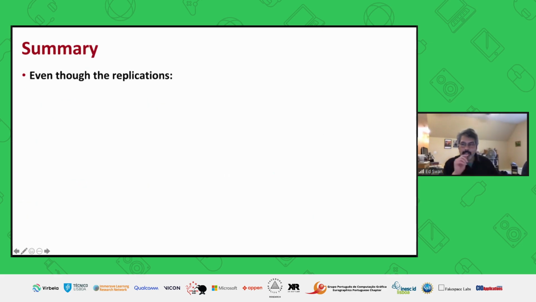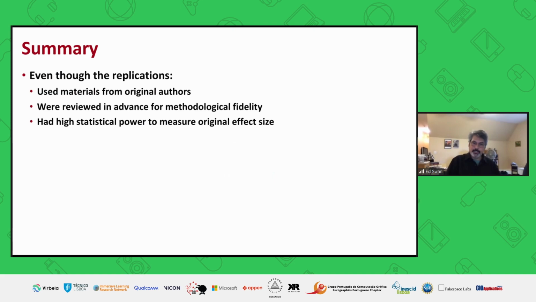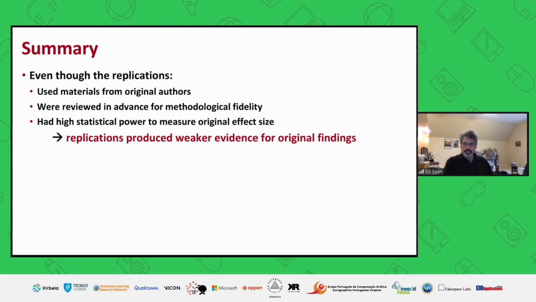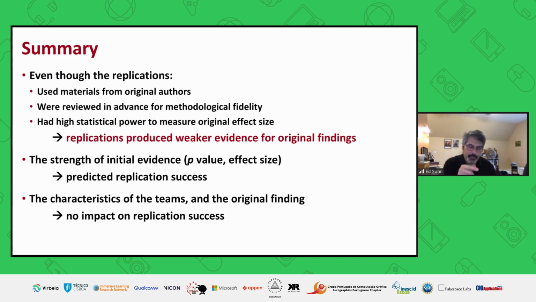So to summarize, even though the replications used the material from the original authors, were reviewed in advance to have the proper methodology, and had a high statistical power to measure the original effect size, so power of 0.80 or higher, even though the replications had all of these properties, the replications as a whole produced weaker evidence for the original findings. The strength of the initial evidence as measured by p-value, as measured by effect size, that is what predicted replication success. The characteristics of the teams and the original findings had no impact on the success of the replication. So this is the main summary of the findings right here.